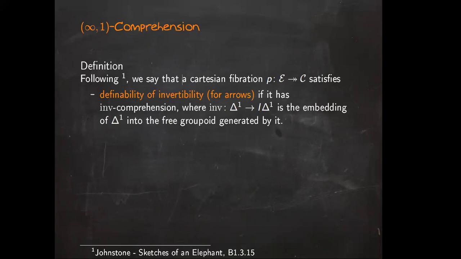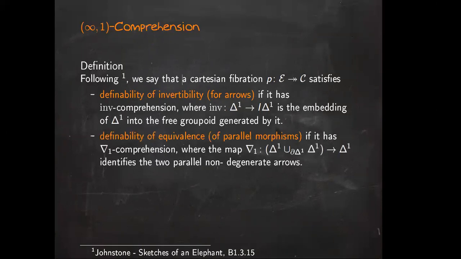So it kind of is an internalization of "am I an iso or not," right? We want an object that classifies that statement. Then there is definability of equivalence between parallel arrows. So we want an object that figures out if two arrows are equivalent or not over some fiber, which is the comprehension scheme for the two parallel arrows into the walking arrow.